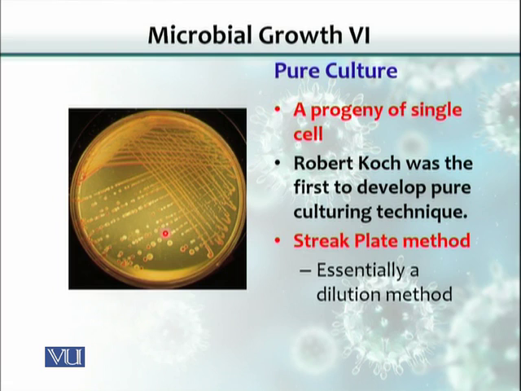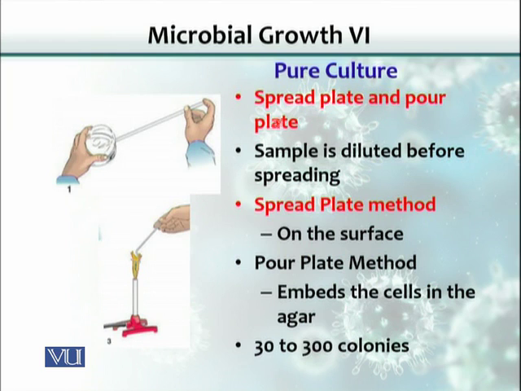So this dragging and diluting technique ends up in single colonies at the end. Like here, you could see these single colonies. So a single colony basically represents a pure culture. Pure culture means a progeny of a single cell. Now, as I mentioned, the streaking method is one method by which you can get a pure culture.